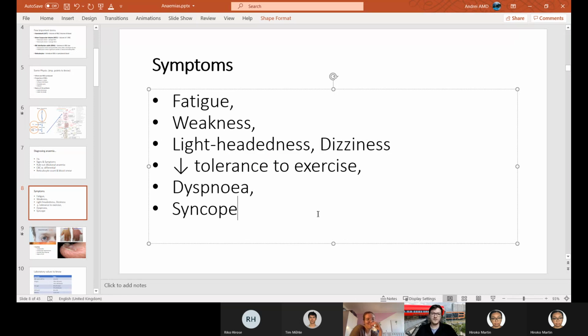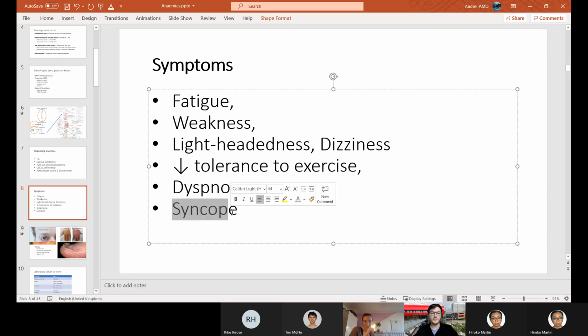Then there's decreased tolerance to exercise. Later on, if anemia isn't treated, there might be dyspnea. Does anybody know what dyspnea is? I think there was a seminar on this last week, so in case you didn't check it out, it might be worth checking out, available on YouTube. Dyspnea just means you're having difficulty breathing. It might be because you're truly having difficulty breathing, or it might also be psychological. Though this is not the purpose of this lecture, so we'll move on.